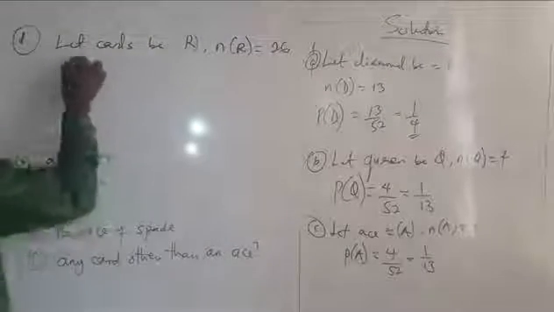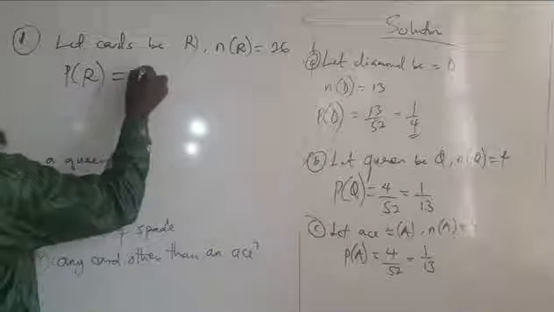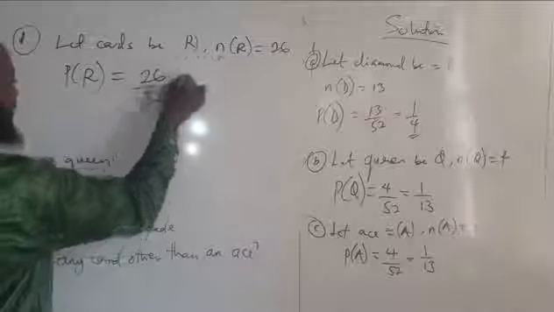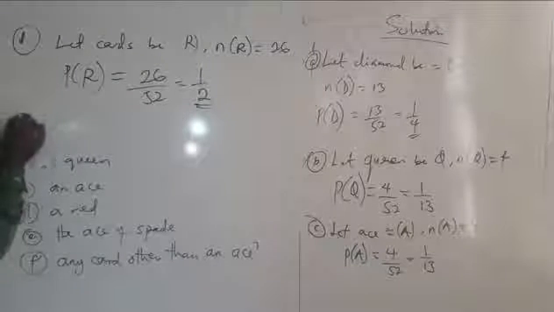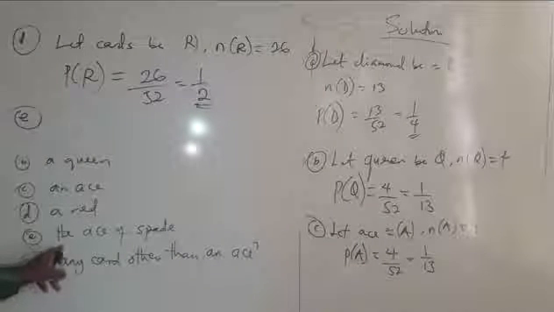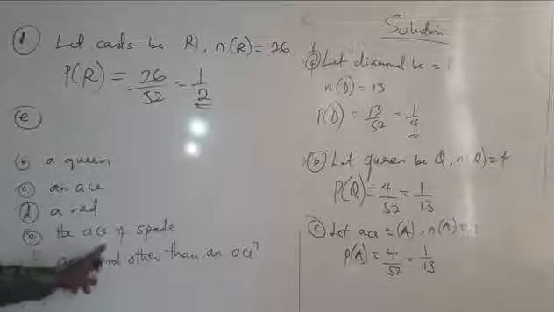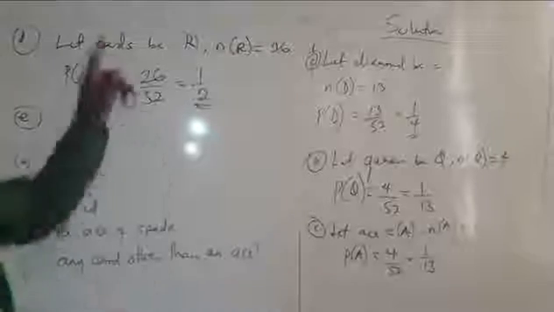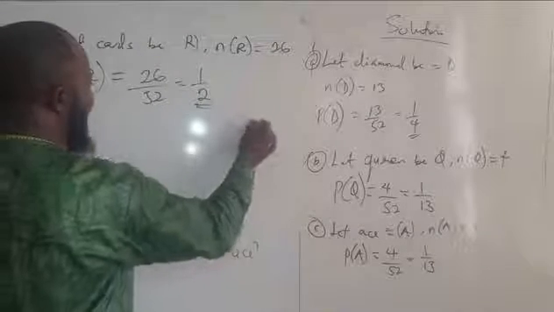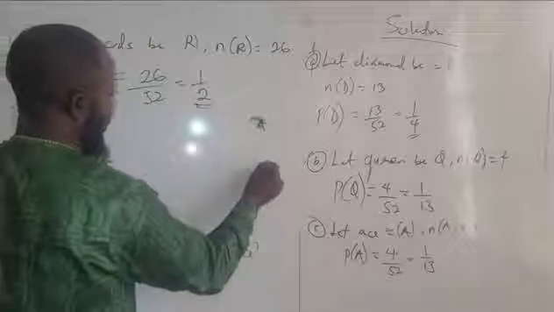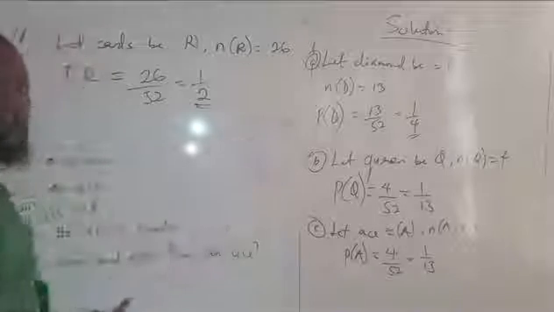So therefore, probability of red cards will be 26 divided by 52. That is 1 over 2. Hope I'm making sense. Alright. So the second to the last one is the ace of spades. Ace of spades, we have ace, then we have spades. We only have one ace of spades.